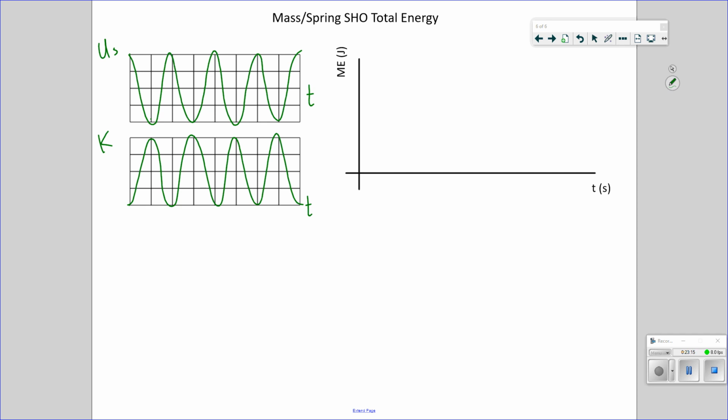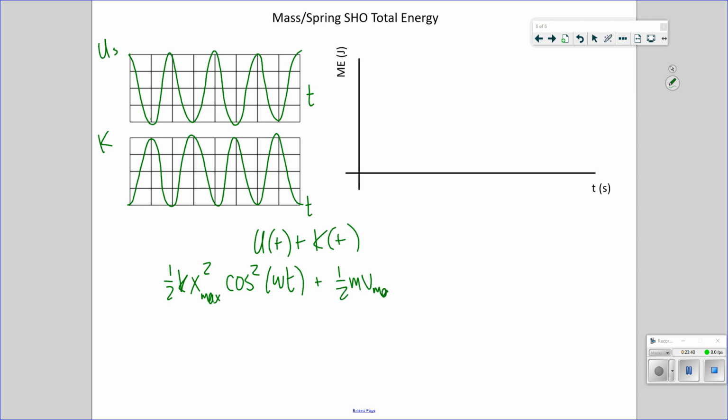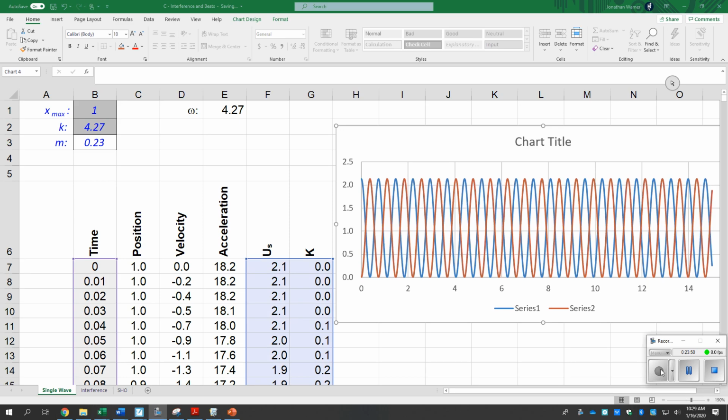I mean, we could probably really actually do it, right? We get U as a function of t plus K as a function of t. This was 1/2 K x max squared cos squared omega t plus 1/2 m v max squared sine squared omega t. Okay, I switched gears, folks.